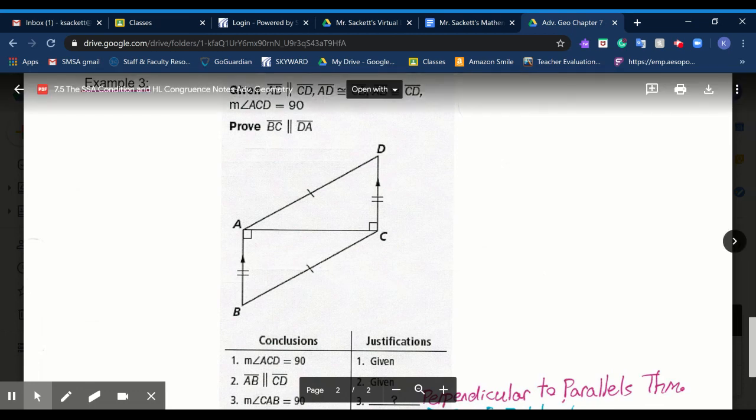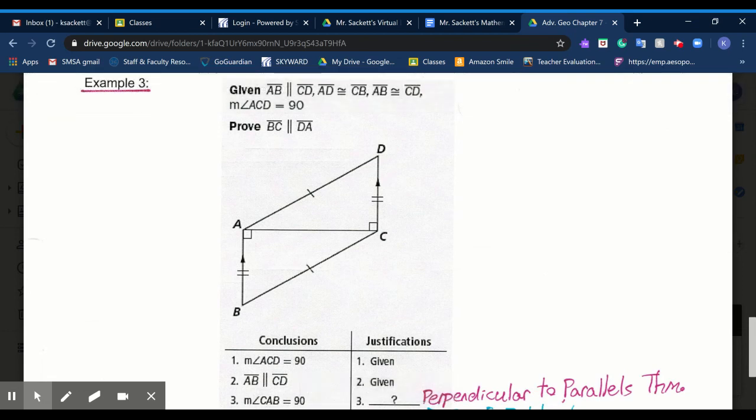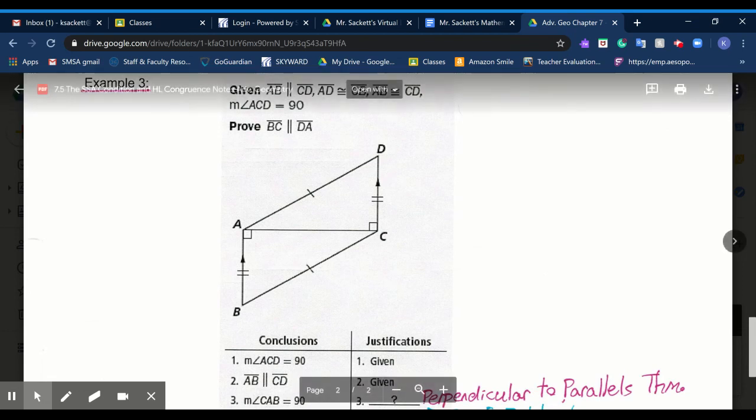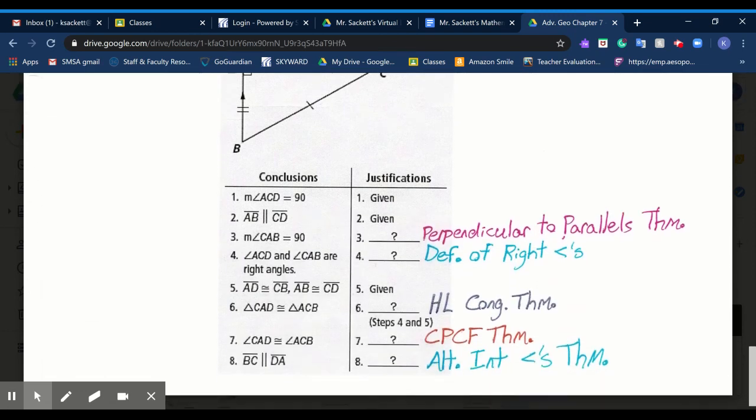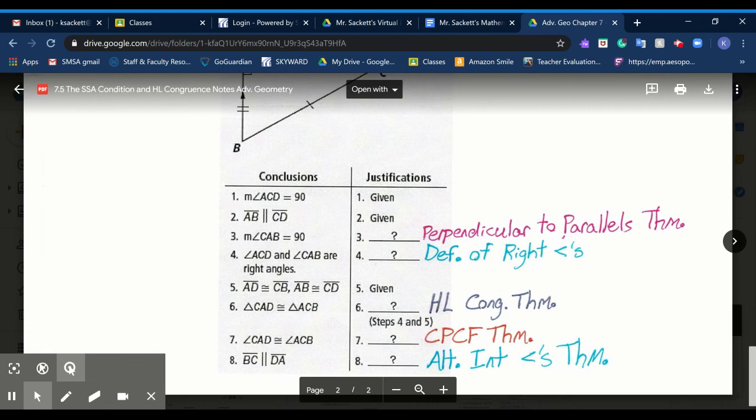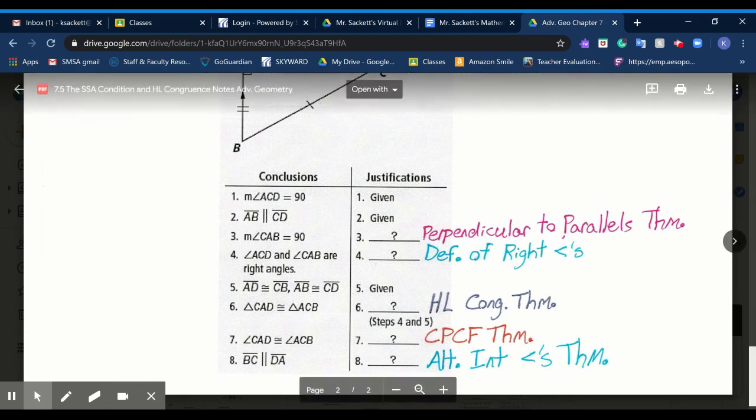So you can see in the diagram, the given info was already marked. Remember, the little arrows on segments mean parallel. So again, we need to fill in the missing parts of the proof. Measure of ACD equals 90 was given, as well as AB parallel to CD. Then the measure of CAB equals 90 is based on that idea of the perpendicular to parallels theorem, not a very commonly used one. Might even be the first time we've used it this year in a proof.